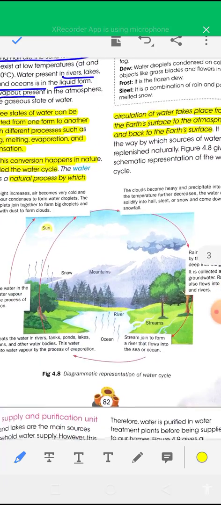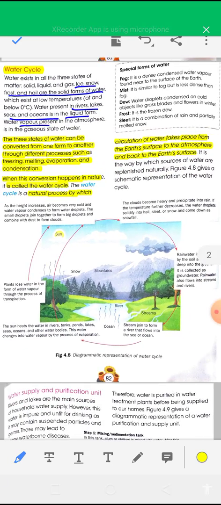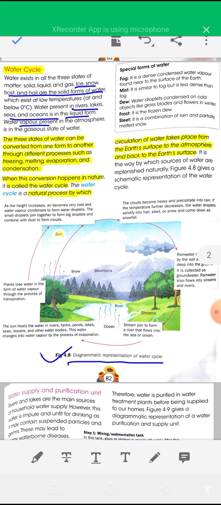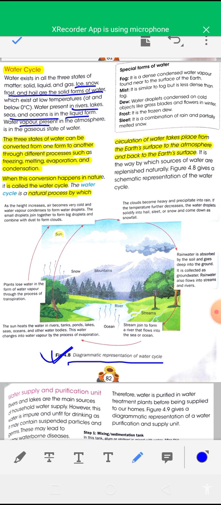In figure 4.8, the diagrammatic representation of the water cycle is shown, that is, the interconversion of water from liquid to gaseous and gaseous to liquid. Different types of interconversion of water in the water cycle are shown in this figure 4.8.